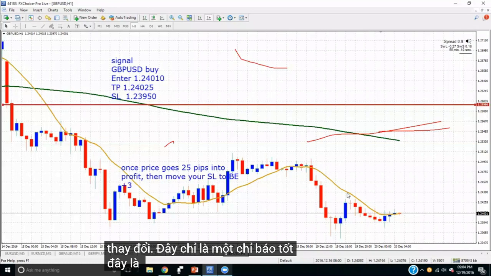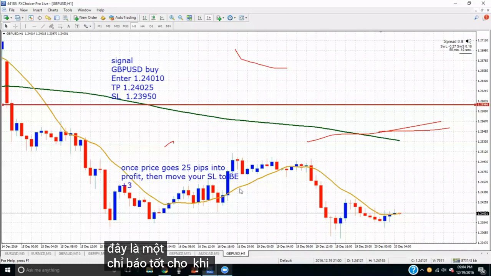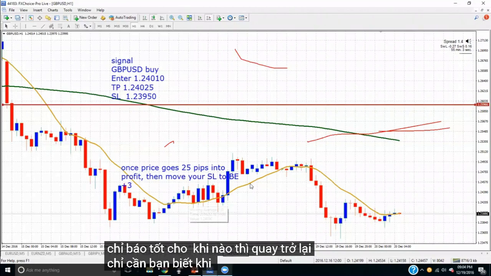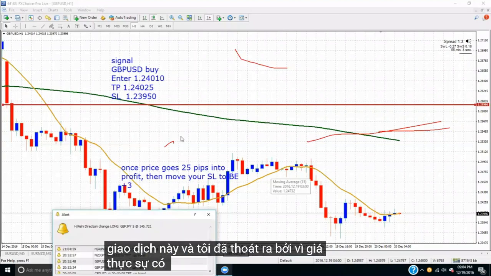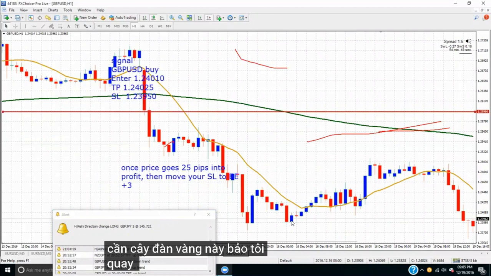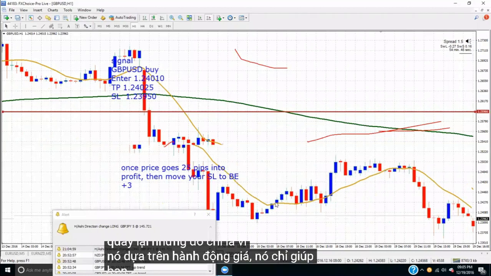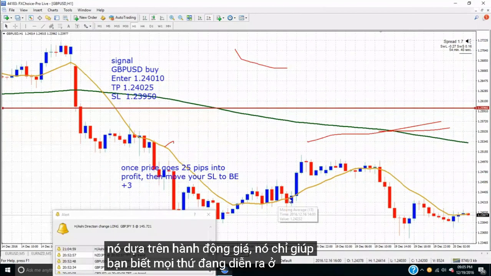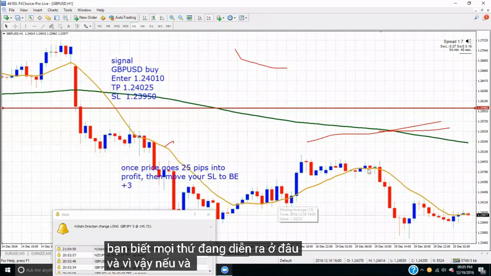This goldenrod one is just a good indicator of when to get back in. Say for instance, I was in this trade and I got out because price really took a big reverse, and I just wait 1, 2, get back in. Okay, I don't need this goldenrod one to tell me to get back in. But because it's based on price action, it just helps you know where things are going. And it gives me a little bit better entry over here.